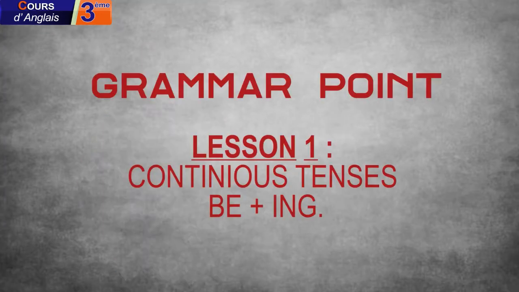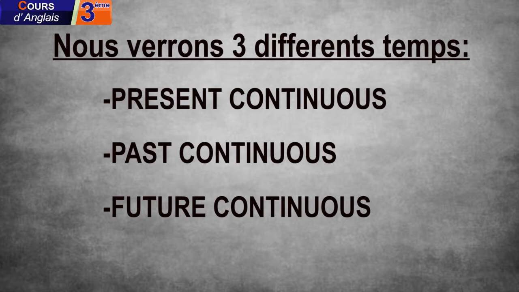Today we're going to see a grammar point. Continuous tenses. Be plus ing. We're going to see three different tenses: present continuous, past continuous, and future continuous. All of them show an action in progress.